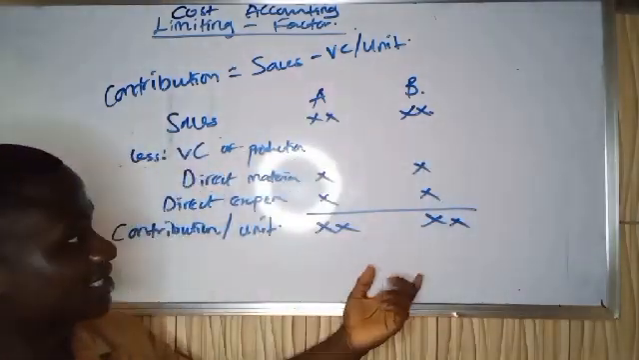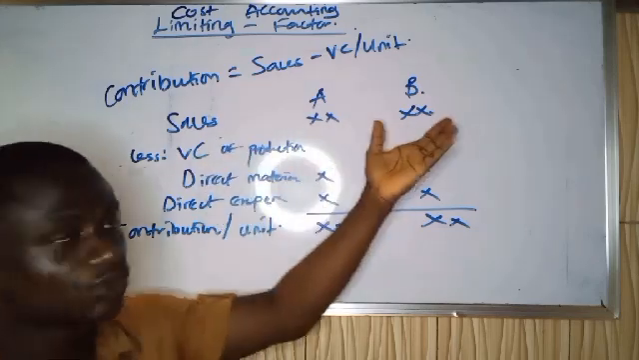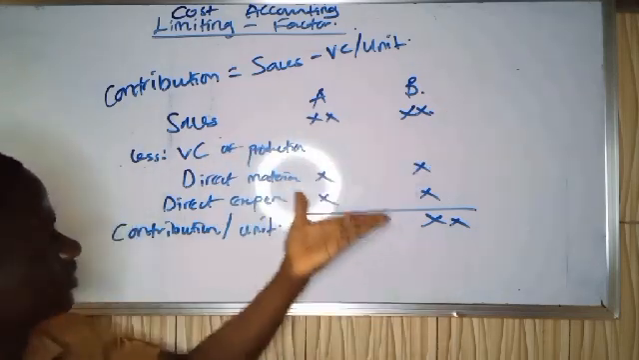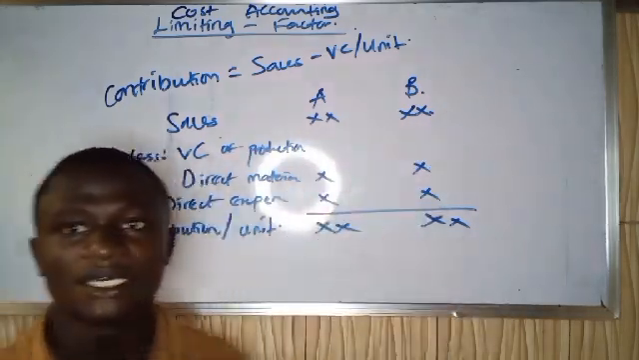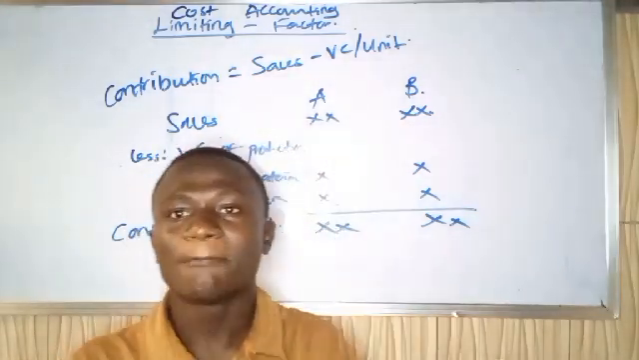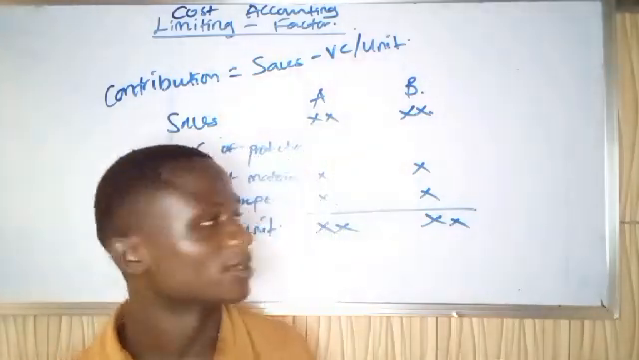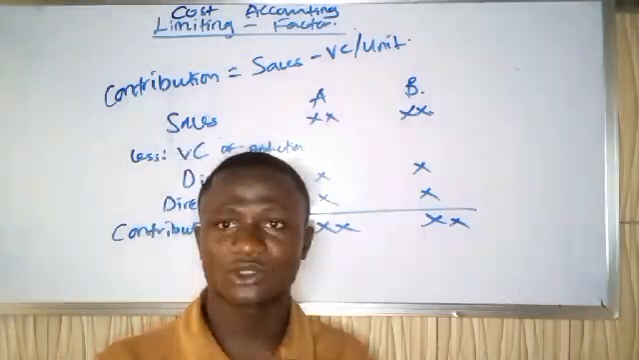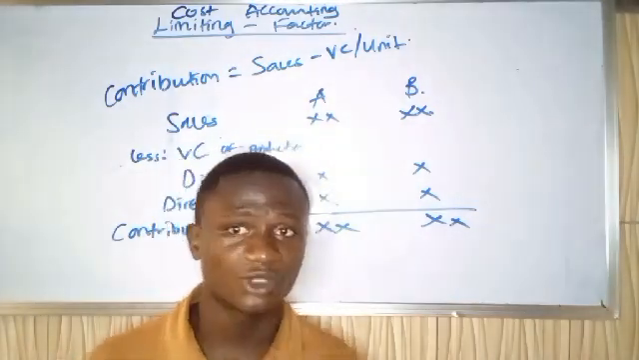Now, I want you guys to listen and follow attentively. When you get to this point, you've already calculated the selling price for A and the variable cost, and you've gotten the contribution. The next thing you need to do is get the contribution per limiting factor. What does that mean by contribution per limiting factor? Let me play an illustration for you guys so that you get it better.